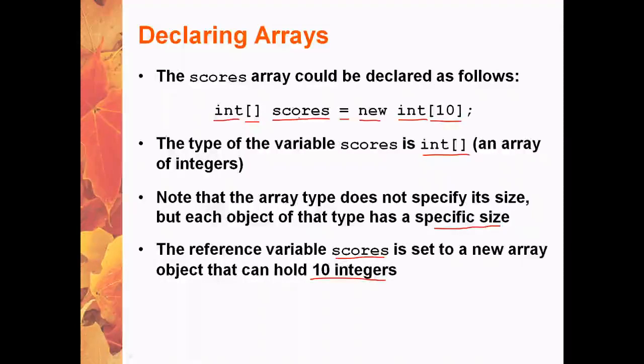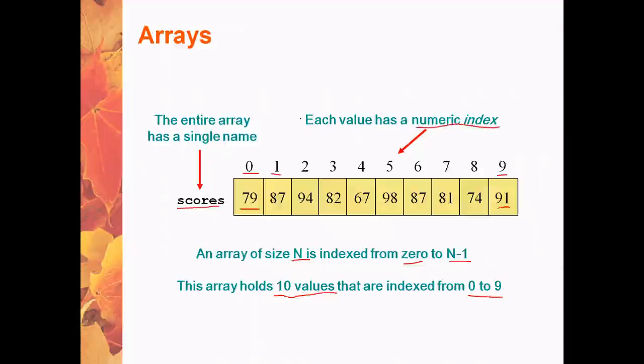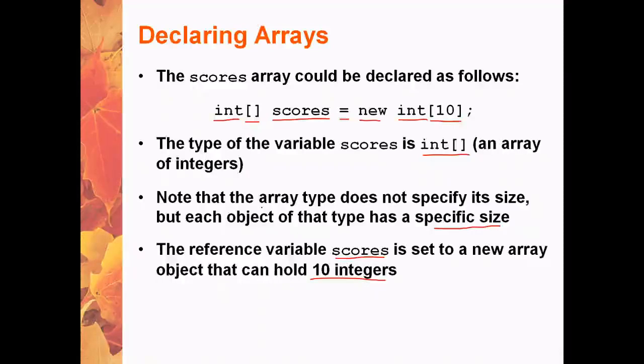So this scores is a reference variable, which means it points to the actual memory locations which store the values. You can see it in the last diagram. So this scores is simply a pointer which points to the actual values, and that is why it is called a reference variable. Okay, this is how we can declare an array.